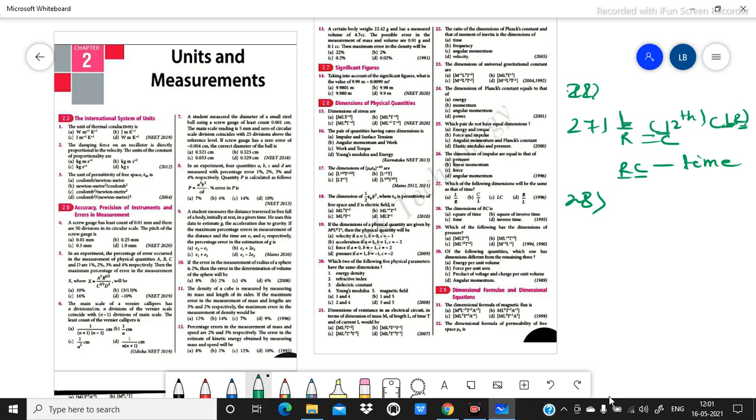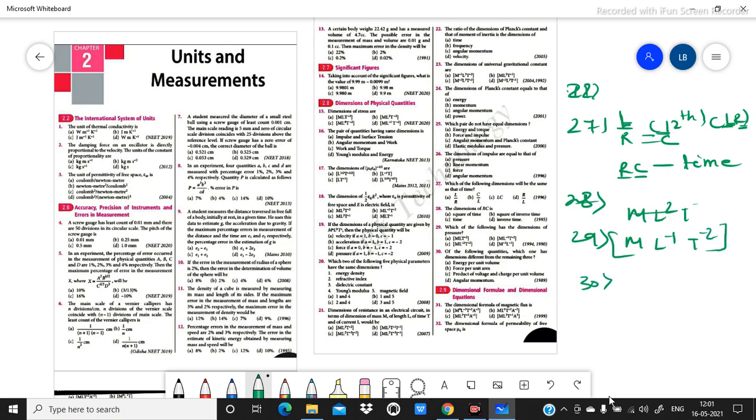Now 29 is: which of the following is the dimension of pressure? It is asking the dimension of pressure. 28 is over, right? 29: the dimension of pressure is M1 L minus 1 T minus 2.